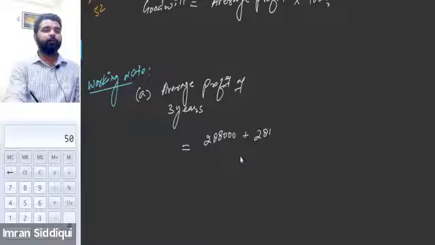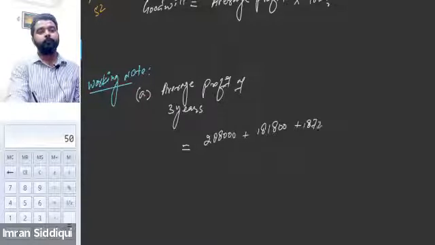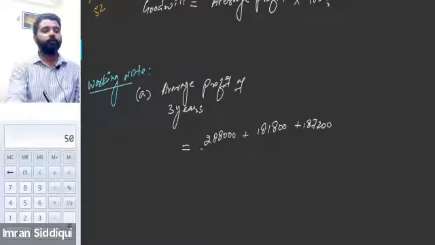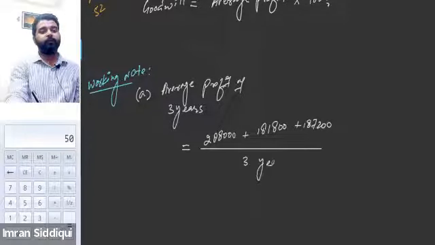So 1,81,800. And then finally in the last year, 187,200. And divided by 3 years, this will be the average profit of the 3 years.